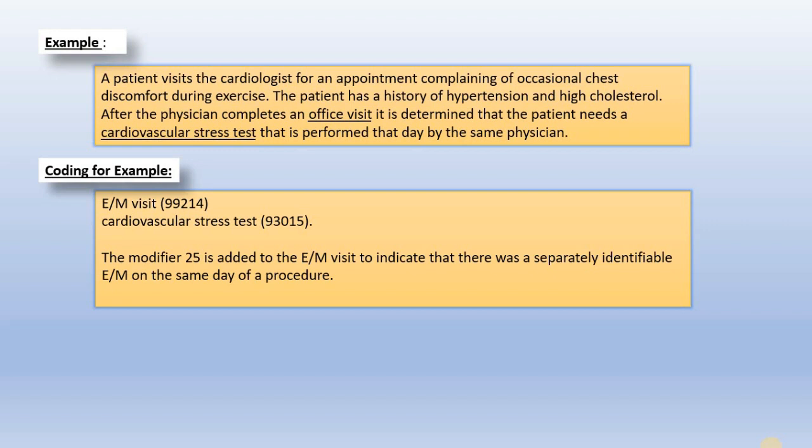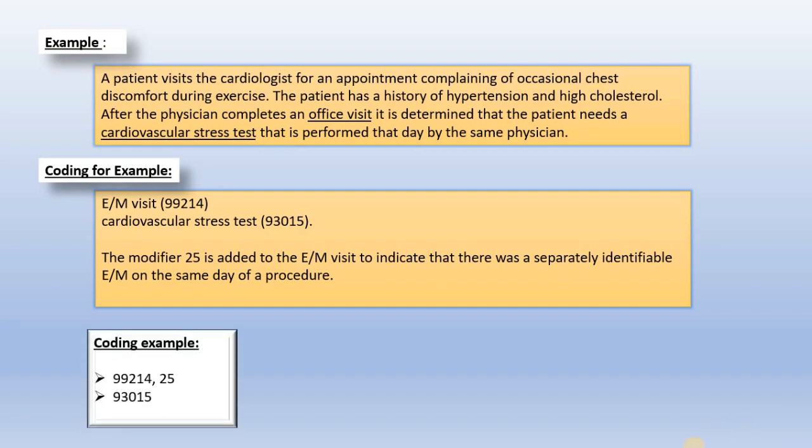So evaluation and management visit code, if it is established patient, suppose 99214 and cardiovascular stress test 93015. So the Modifier 25 is added to the evaluation and management visit to indicate that there was a separately identifiable E/M on the same day of procedure. So final codes will be like that: 99214 with 25 modifier and 93015. This is cardiovascular stress test. So as per this scenario, these two codes should be assigned with E/M with 25 modifier.